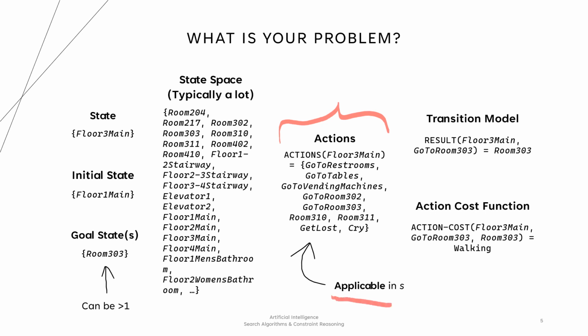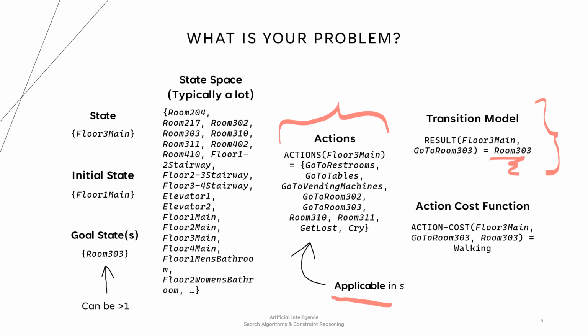Then we have our transition model. So this is another function with the state that you're in and then the action. And then it says what state you'll end up in. So the result of being on floor 3 of the library and going to room 303 is that your new state is room 303. And then action cost function.